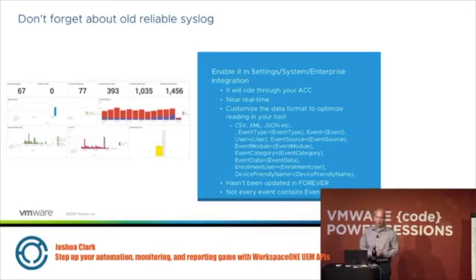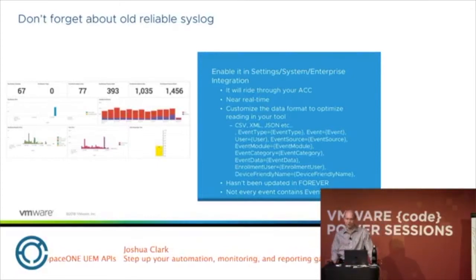APIs are not the only thing that Workspace ONE has available to you, though. Syslog has been part of AirWatch for a long time. Goes through your ACC, so you can enable it with the enterprise integration. You can define the data format that is outputted, and all the various variables that are available. I've got a copy of here's what I've got exporting. It's going into our SIM and available to use.